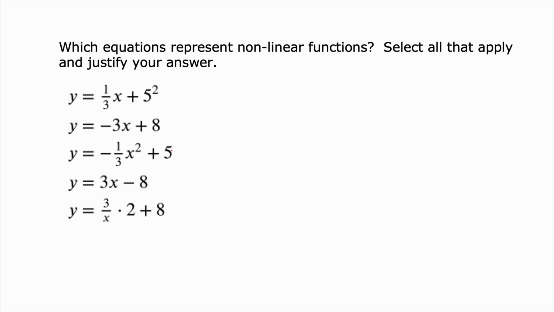Which equations represent nonlinear functions? Nonlinear functions are all functions that do not look like y equals mx plus b. So if it does not look like y equals mx plus b, then it is nonlinear.